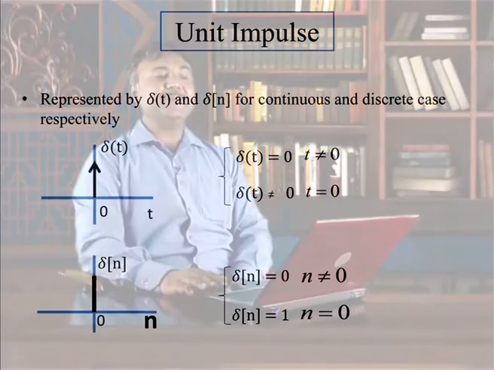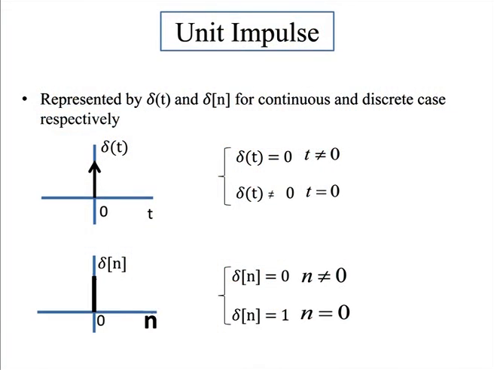Next slide, unit impulse. The unit impulse in continuous time is delta t, and in discrete time it is delta n. Delta t, as we see in the figure, is at 0. Delta t equals 0 if t is not equal to 0, and delta t is not equal to 0 once t equals 0. We cannot say delta t equals 1 once t equals 0.